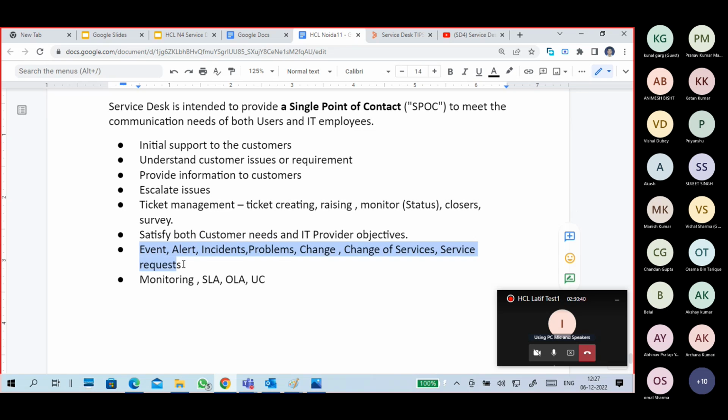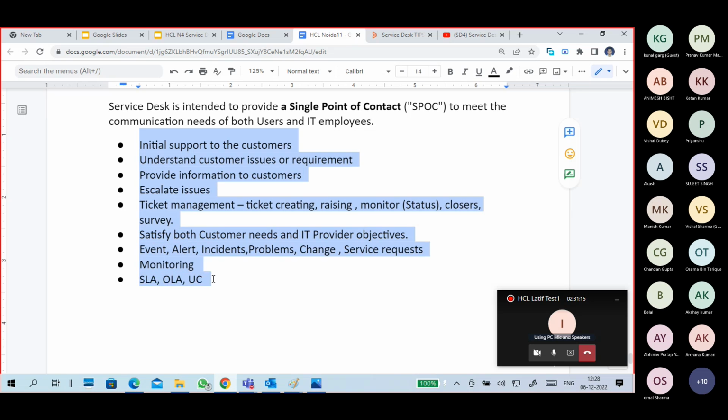There are different management areas, dealing with different terminologies like events, alerts, incidents, problems, changes, change of services, and service requests. I'm removing this one to reduce. Change always has so many words. Monitoring any infrastructure, managing SLA, OLA, UC and so on. So this is what a service desk is and what service desk people will do.